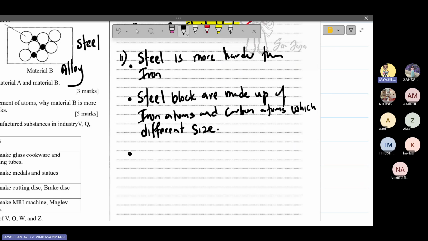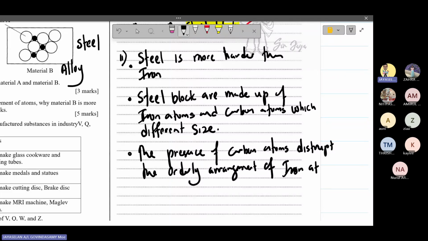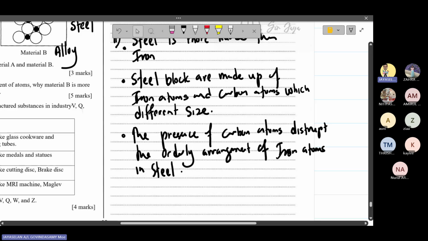Okay, point number 2. The presence of carbon atoms describes the orderly arrangement of what atom? The main atom we call what? Iron atoms in steel. You already got 1 mark. Any question?